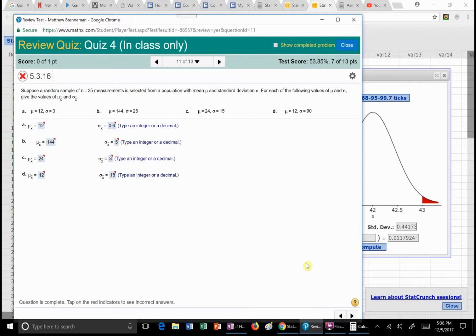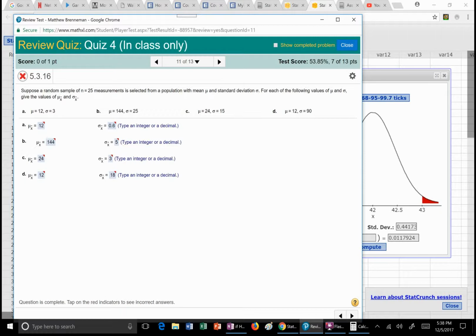Suppose a random sample of 25 measurements is selected from a population with mean mu and standard deviation sigma. For each of the values of mu and sigma, give the values of mu x bar and sigma x bar.